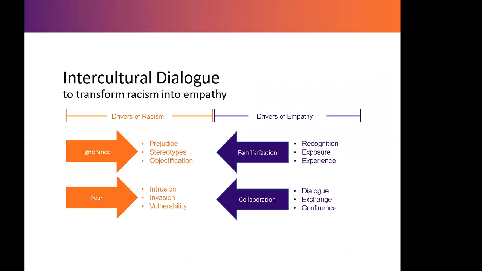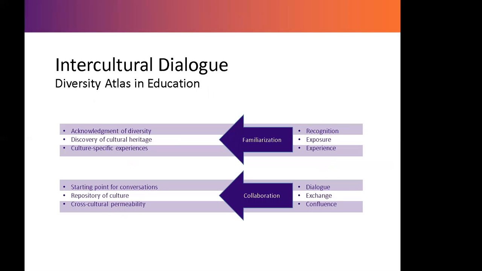Here's a schematic diagram which underpins in many ways the conceptual thinking behind Cultural Infusion. One of our objectives is how to reduce ethnic and race-based discrimination. Here we can see that the drivers of racism are ignorance and fear, and the way we counteract ignorance and fear is through familiarization and collaboration. This is where education plays a very important part.